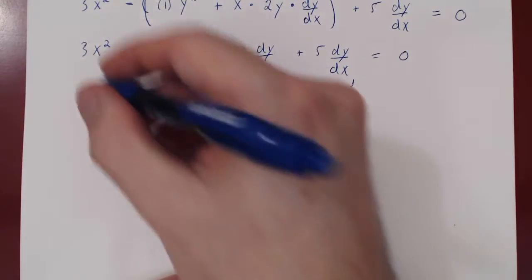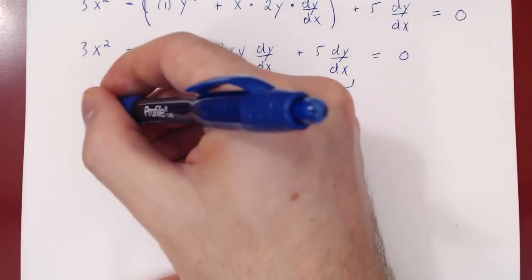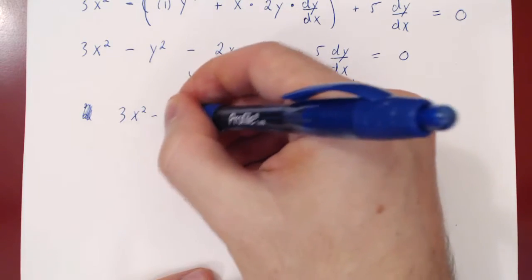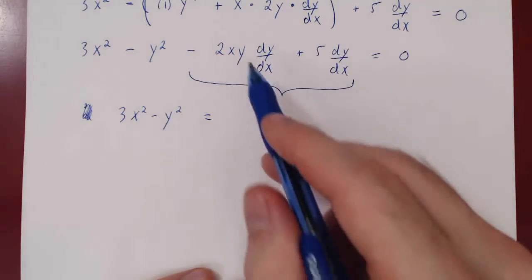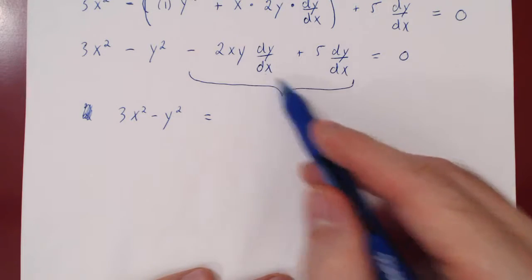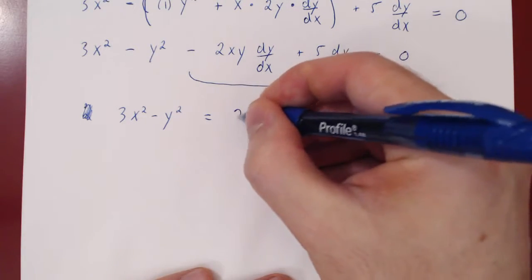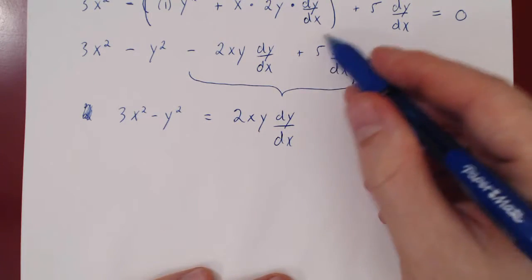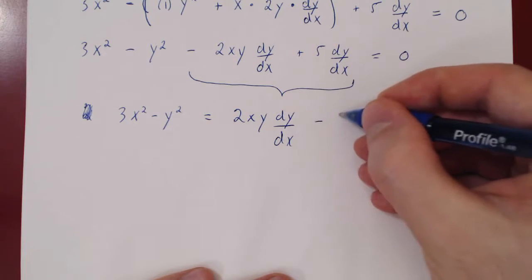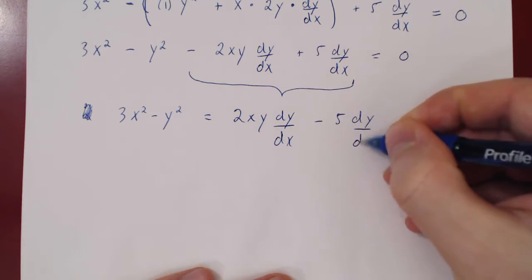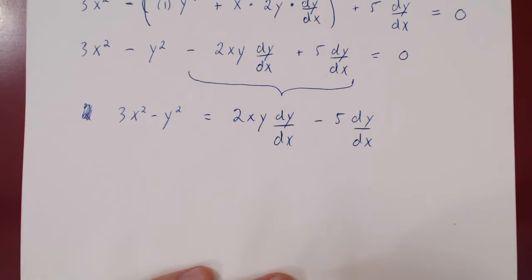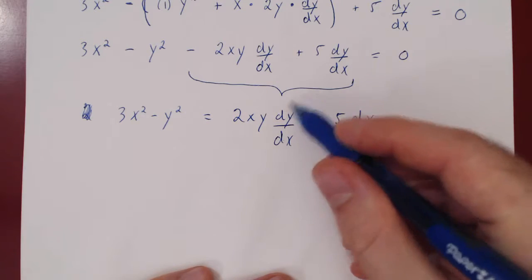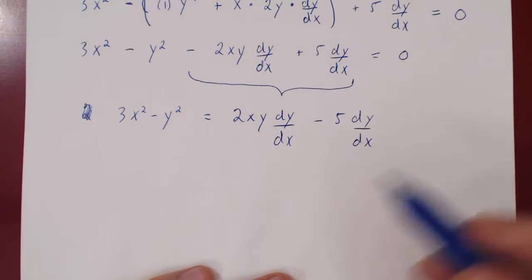So what we'll have then will be that 3x squared minus y squared on the left side will be equal to, if you send negative 2xy dy over dx on the right, it becomes a positive. So it's positive 2xy dy over dx. This term will become negative 5 dy over dx. And now we have isolated every term that is multiplied by dy over dx on one side of the equation.